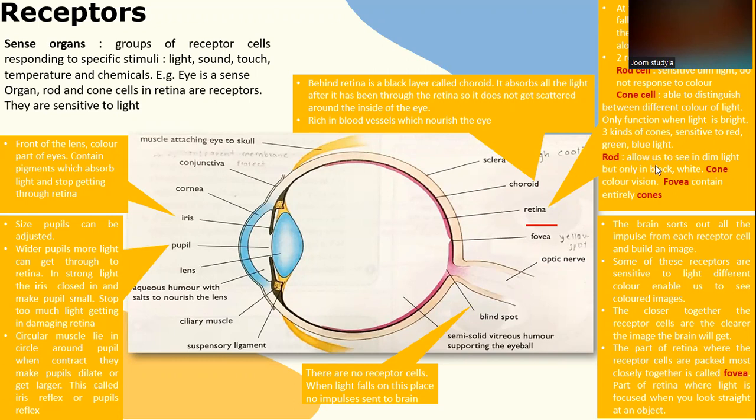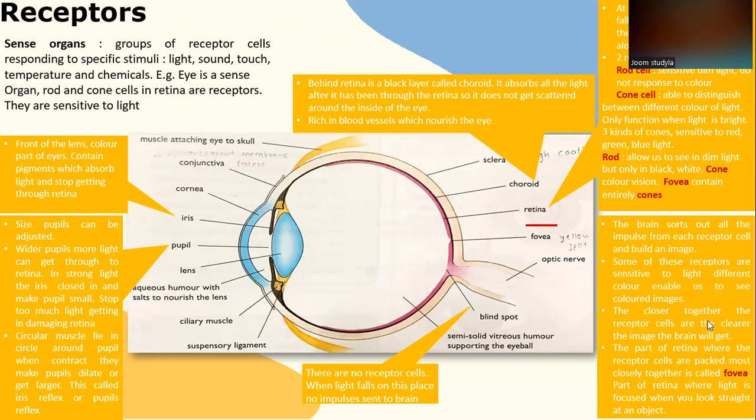Rod cells allow us to see in dim light, but only in black and white. Cone cells give color vision. The fovea contains entirely cone cells. The brain sorts out all the impulses from each receptor cell and forms an image. Some of these receptors are sensitive to light of different colors, which enables us to see color images.